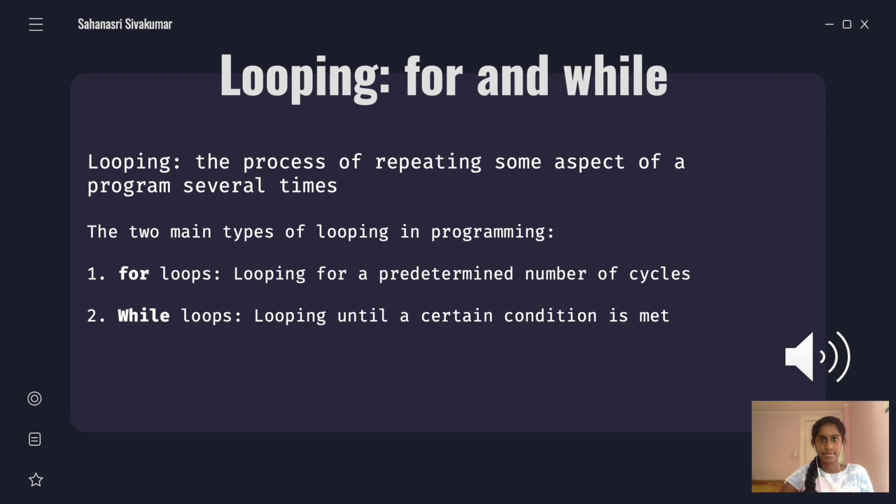Now let's pick up from last week's topic. In programming, we know the process of repeating some aspect of a program several times is called looping. We have already learned about while. Now let's explore for loops.